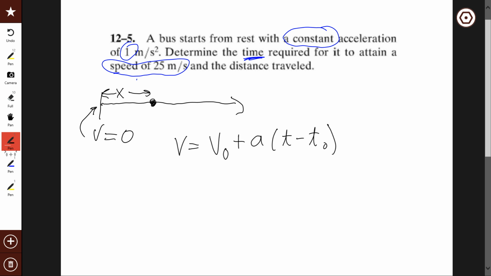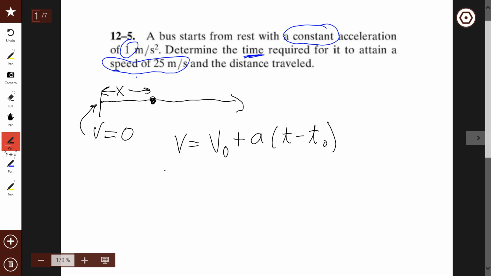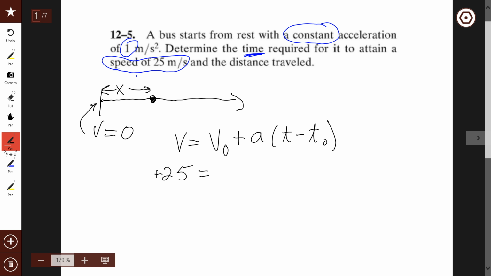Okay, so I'm going to see if this will work. They tell me that they wanted to attain a speed of 25. So the velocity I know is going to be 25. I'm assuming it's going to the right, and so that's why I put in a positive 25. And that equals the initial velocity. It says it starts from rest, and so the initial velocity is 0. Plus the acceleration is 1, so it's accelerating, I assume, to the right, so I'm going to put in a positive 1 here. I'm not adding 1, I just want to emphasize that I'm accelerating to the right.